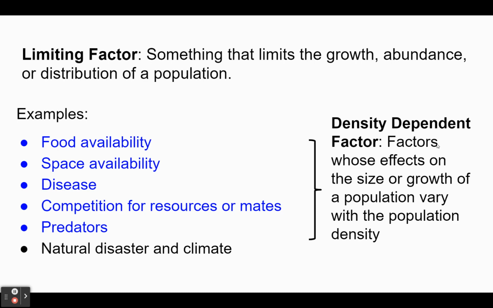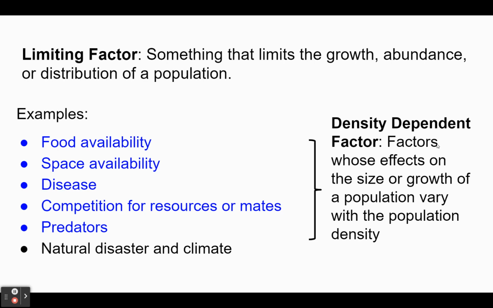The top 5 factors are what we call density-dependent factors. These are factors whose effects on the size or growth of a population vary with the population density. They affect a high and a low density population differently. And we talked about competition for resources already. That's a really easy one to understand. A dense population will have way more competition for resources than a spread out population would.